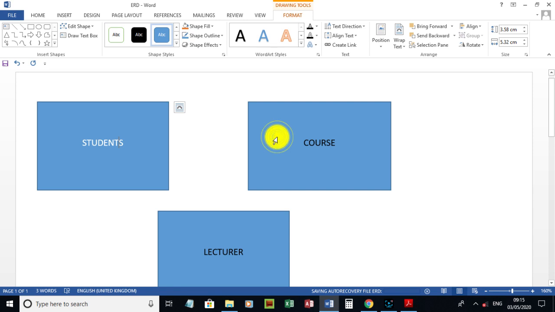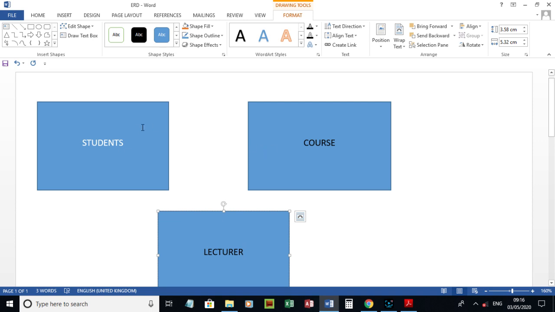Who is raw like that? Okay, who is raw? And who is raw? But remember, something goes within. So student entity, and then course entity, and then lecturer entity. Alright. These are the entities that we have.